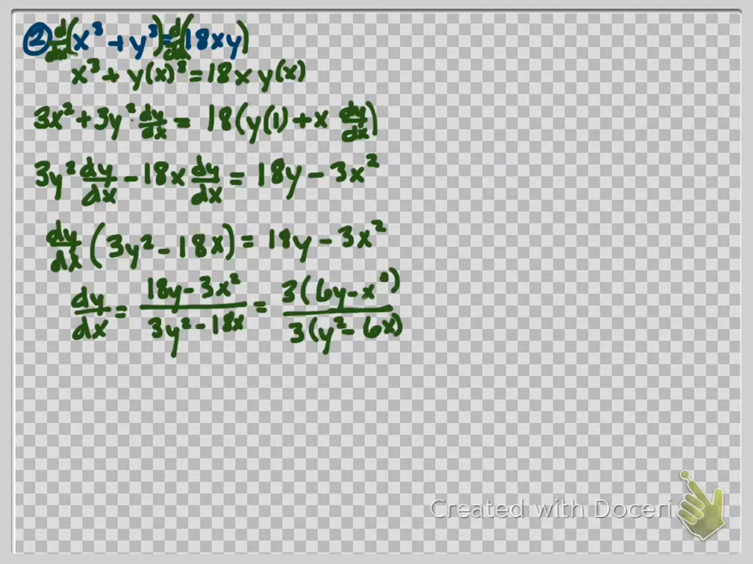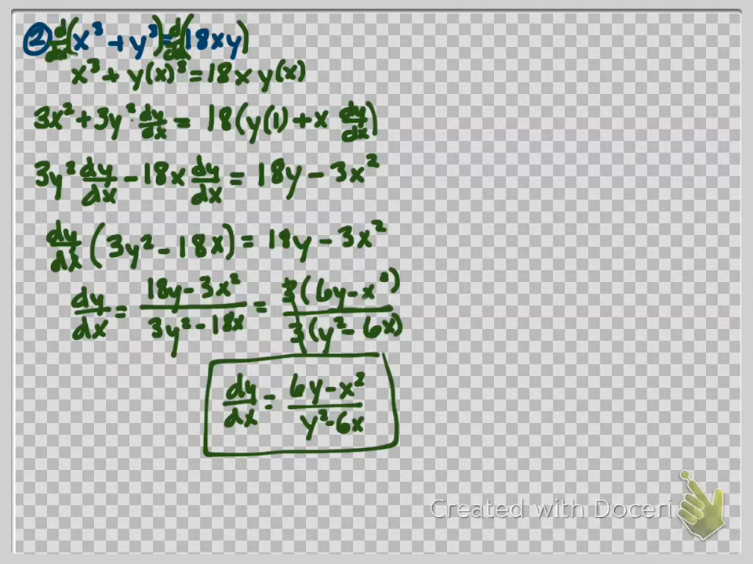All right, obviously now the 3's cancel, and my final answer is dy dx equals 6y minus x squared over y squared minus 6x. And that, boys and girls, is my answer.